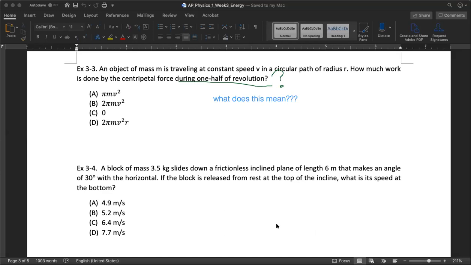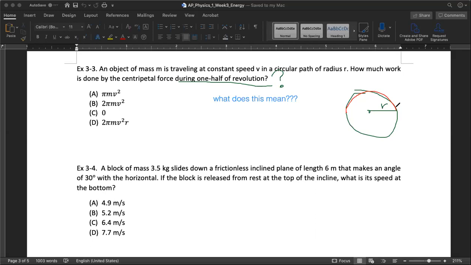Someone wrote, what does this mean? 3 1/2 revolution. Well, it's just like we have a circular path. It's just half of that. So from this point all the way to here, right? This is half of a revolution. One revolution is completing a circle, right?